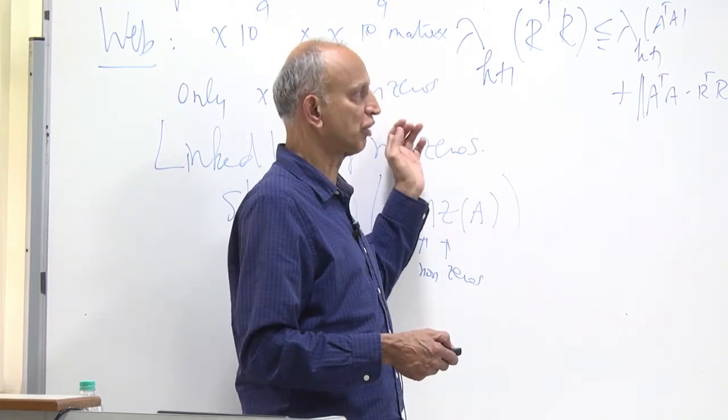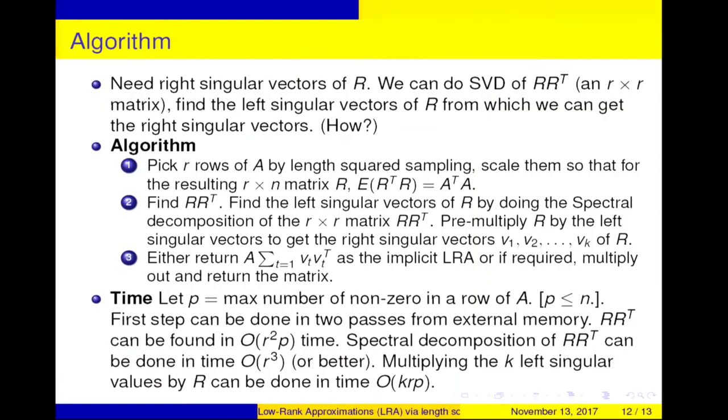So if P is the maximum number of non-zero entries in any row. In this case, P is 10. Now, it's not true that the maximum number is 10, but pretend that was the average, then it would be 10. So the first step can be done in 2 passes from external memory. So we saw how to sample going through the matrix twice from external memory. You compute the probabilities in one step, and in the next step you pick them out.